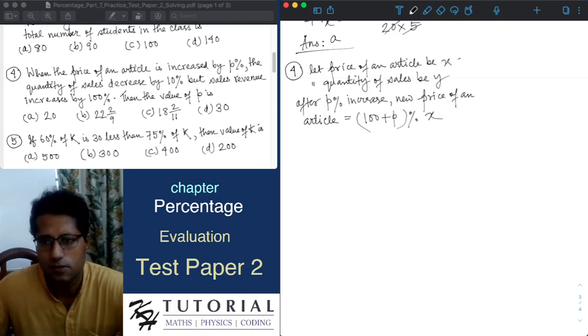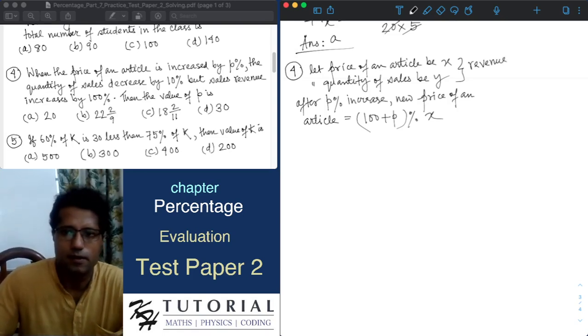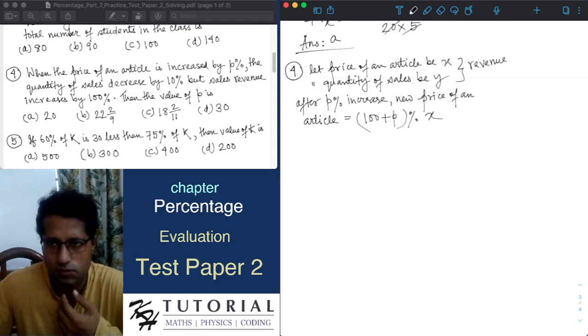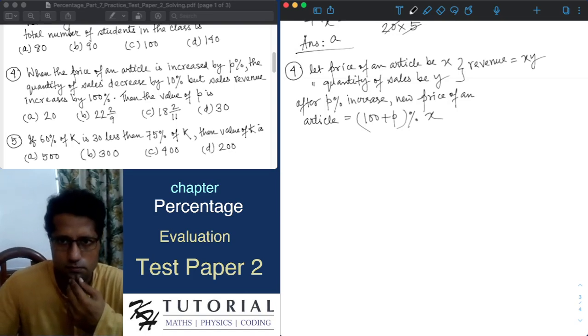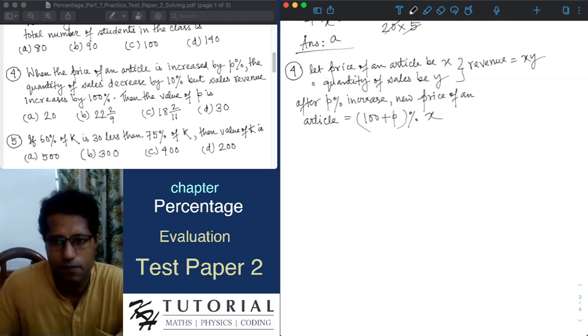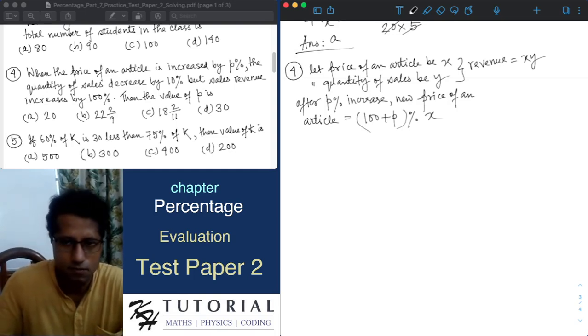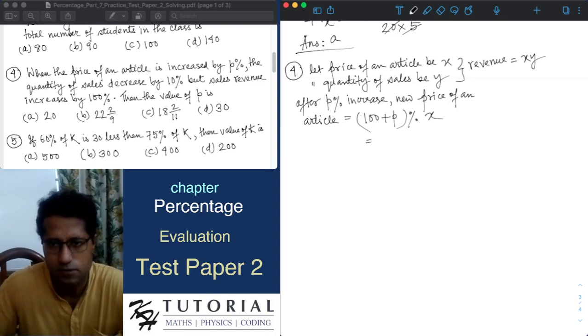Now in this case, the revenue: if the price of an article was X and Y number of articles were sold, the revenue is equal to XY. Y number of articles were sold where each price of the article was X. So the revenue is definitely XY. Now after P% increase, the new price of an article becomes 100 plus P% of X. This is 100 plus P divided by 100 multiplied by X.